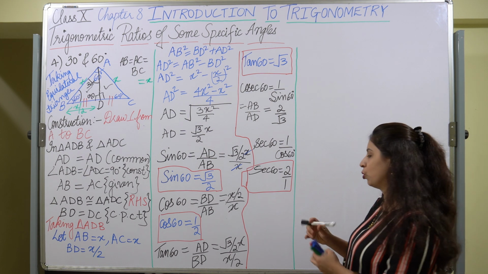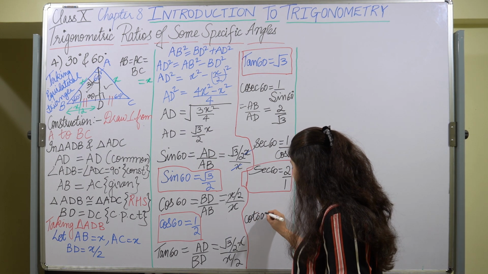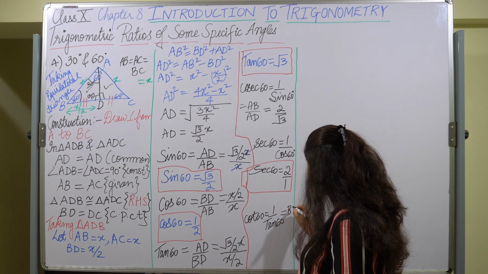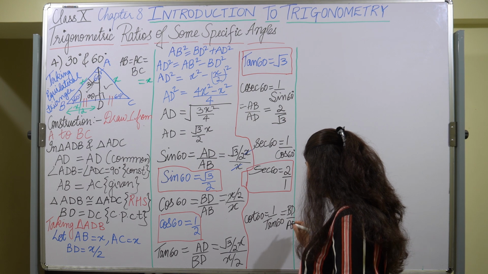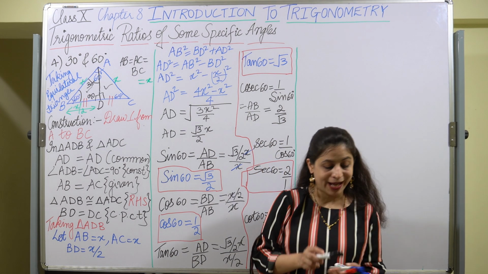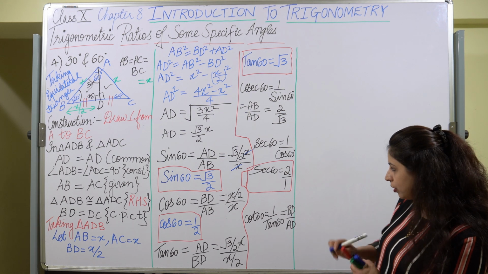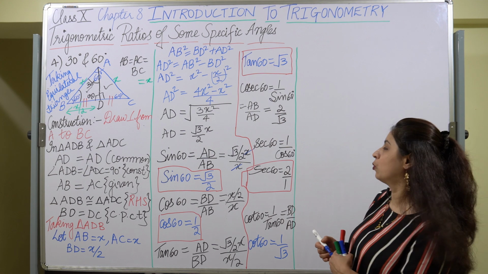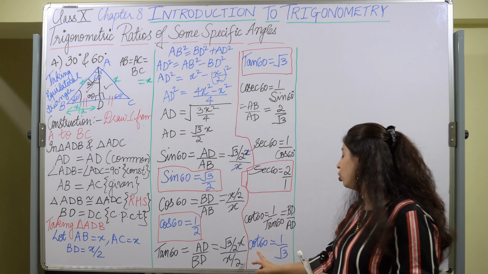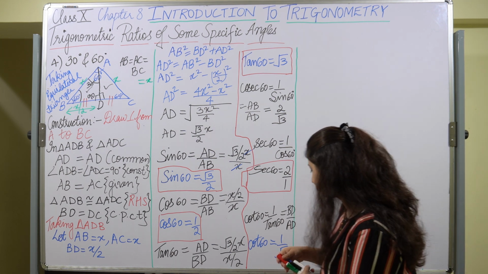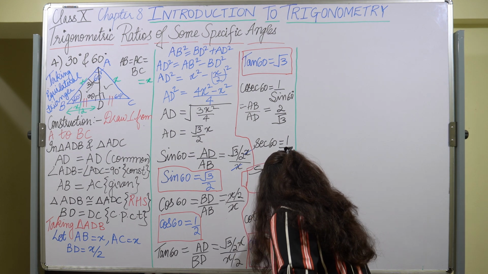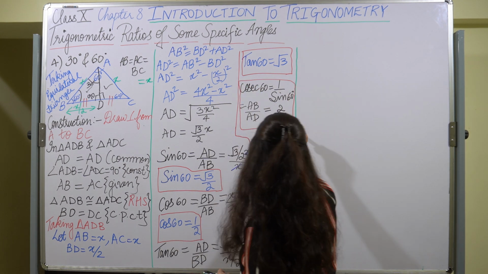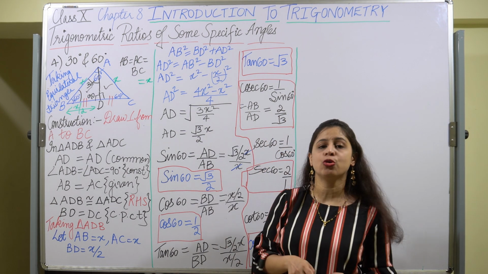Okay, so then comes cot. Cot 60 will be equal to 1 upon tan 60. So that will be equal to BD upon AD. These are all the reciprocals of the sine, cos and tan. So cot 60 will be equal to 1 upon root 3, because tan 60 was root 3. So these were all the trigonometric ratios for 60 degrees.